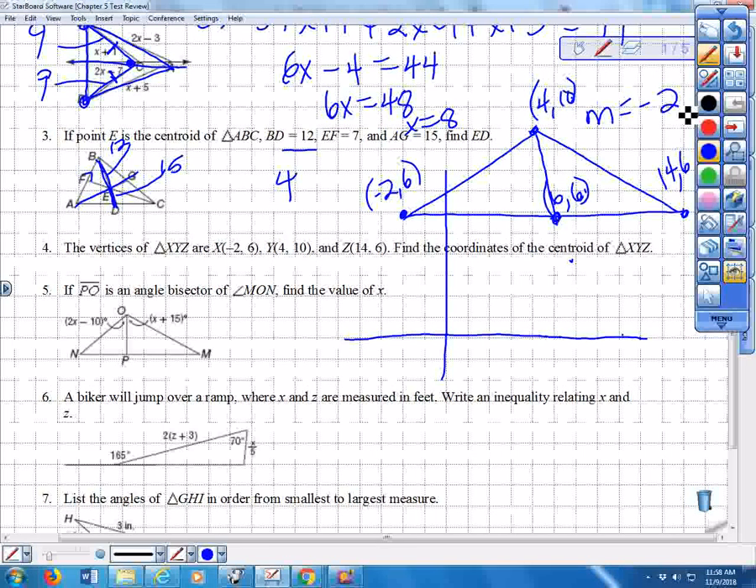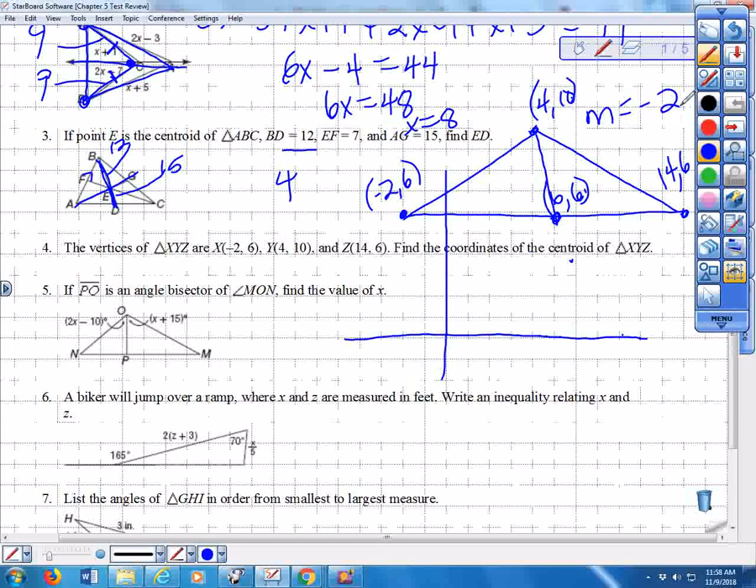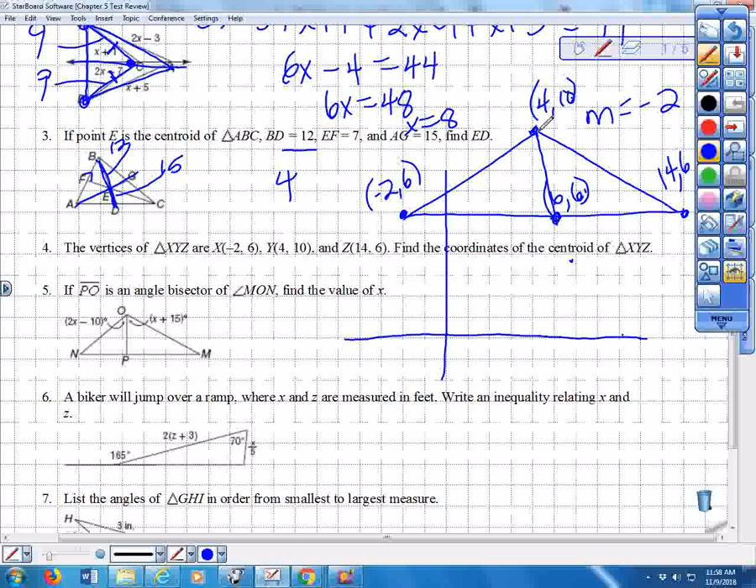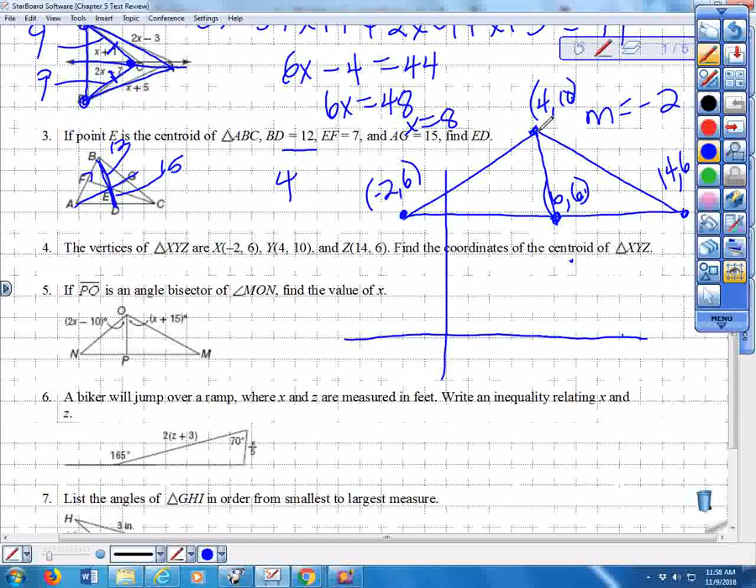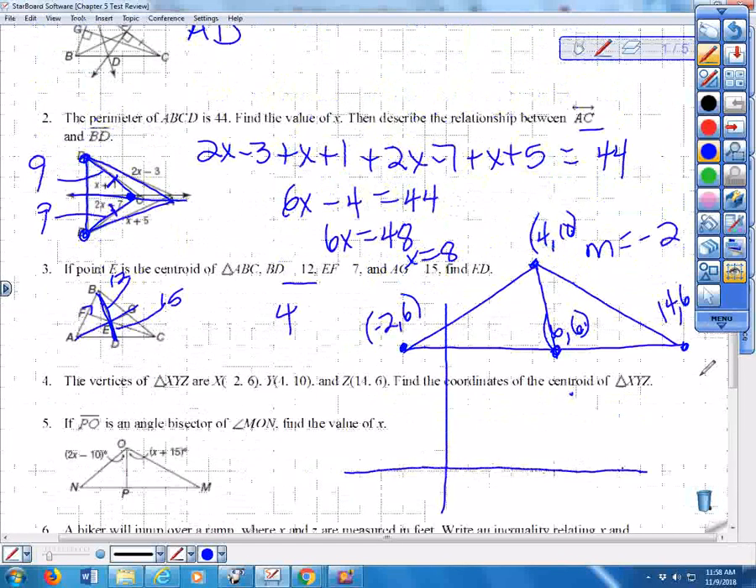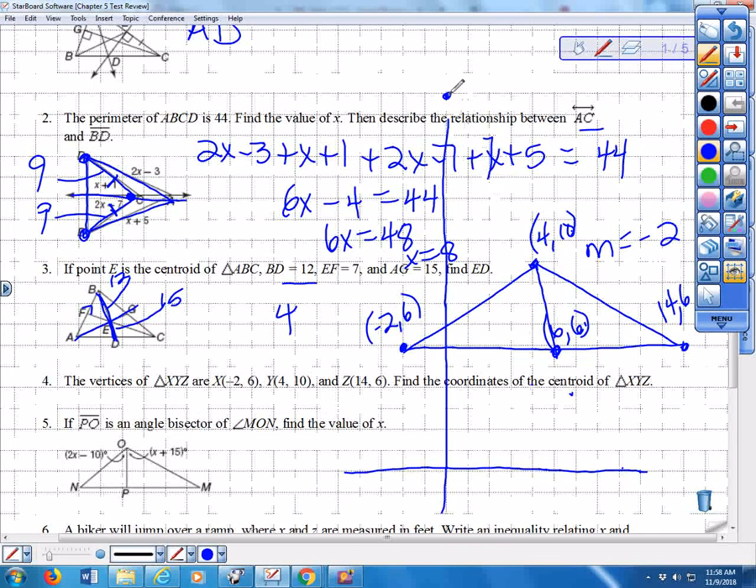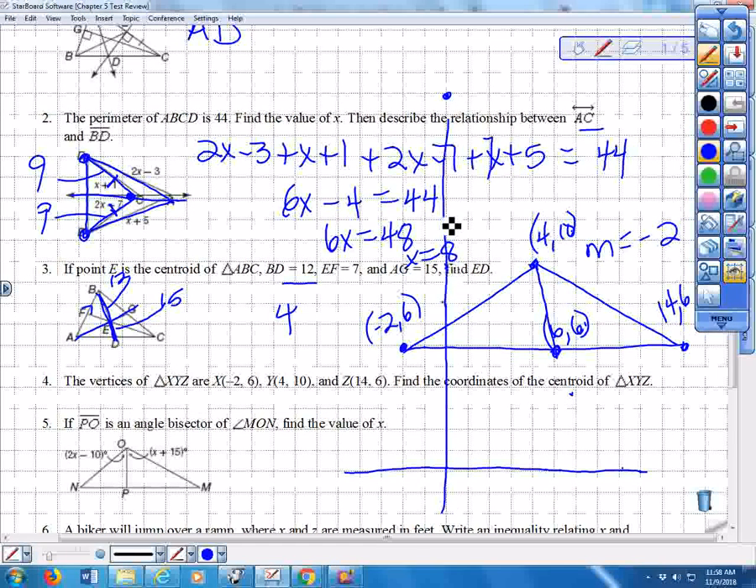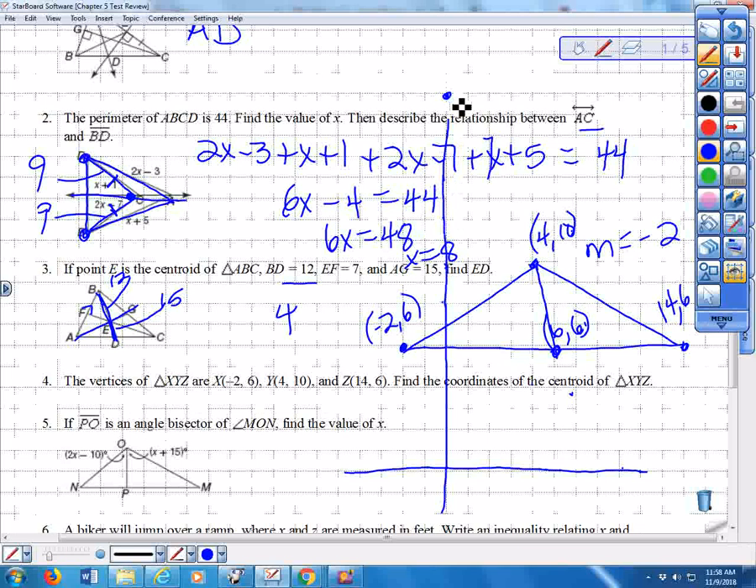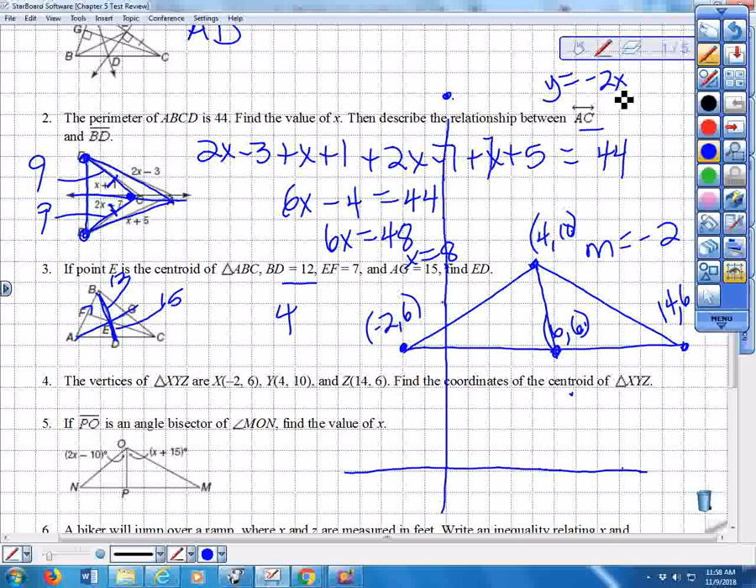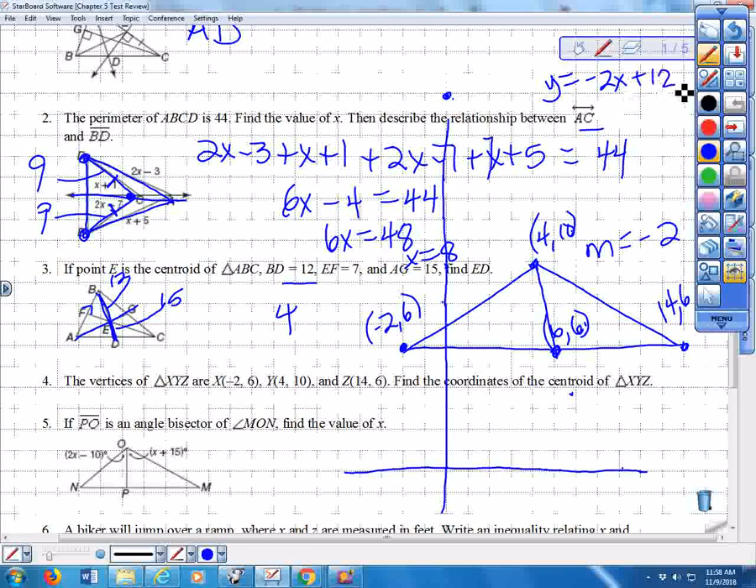Okay, I could go ahead from this point and use the slope of negative 2 and just use it up until I cross the y-axis. That shows me the y-intercept. So here's the y-axis, up 2 over 1, up 2 over 1, up 2 over 1, up 2 over 1. Count that. 2, 4, 6, 8, 10, 12. So it's going to be y equals negative 2x plus 12.